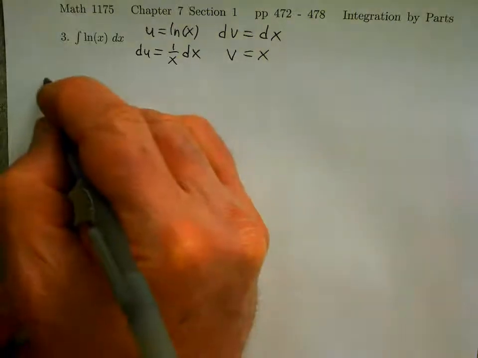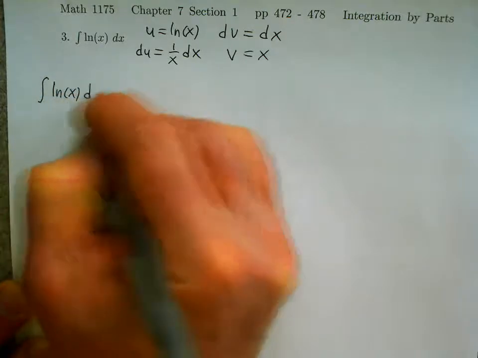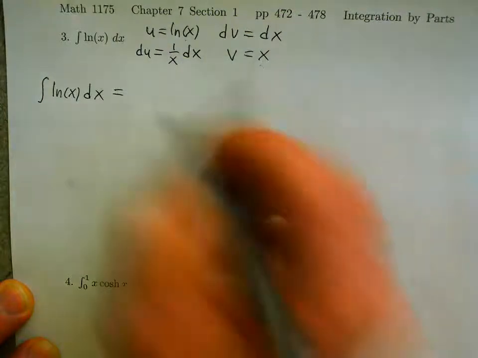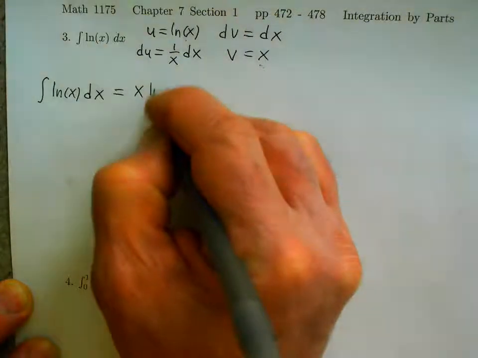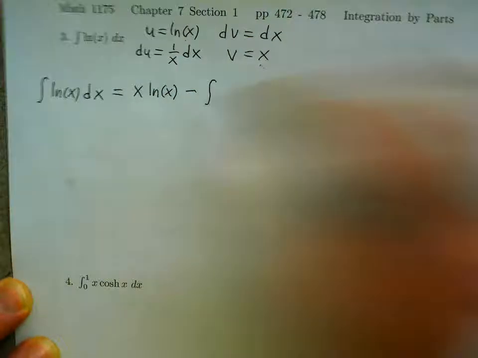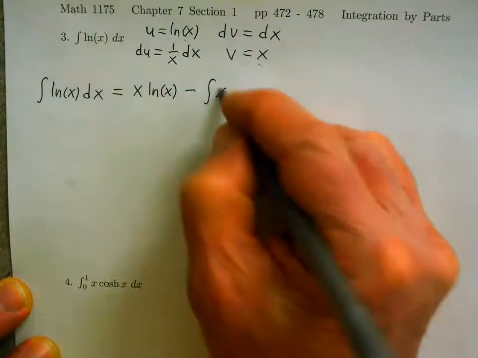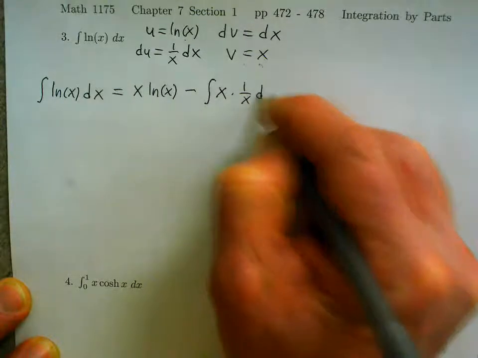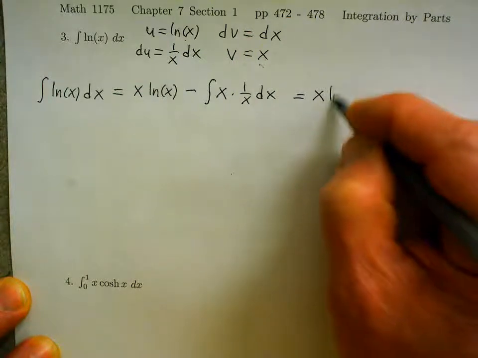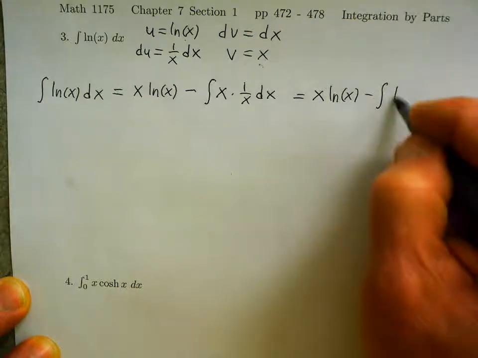All right, so the indefinite integral of the natural log of x dx equals u times v, the natural log of x times x. I'm going to write it as x times the natural log of x. And then minus the indefinite integral of v times du. So x times 1 over x dx. So x times the natural log of x minus the indefinite integral of dx.